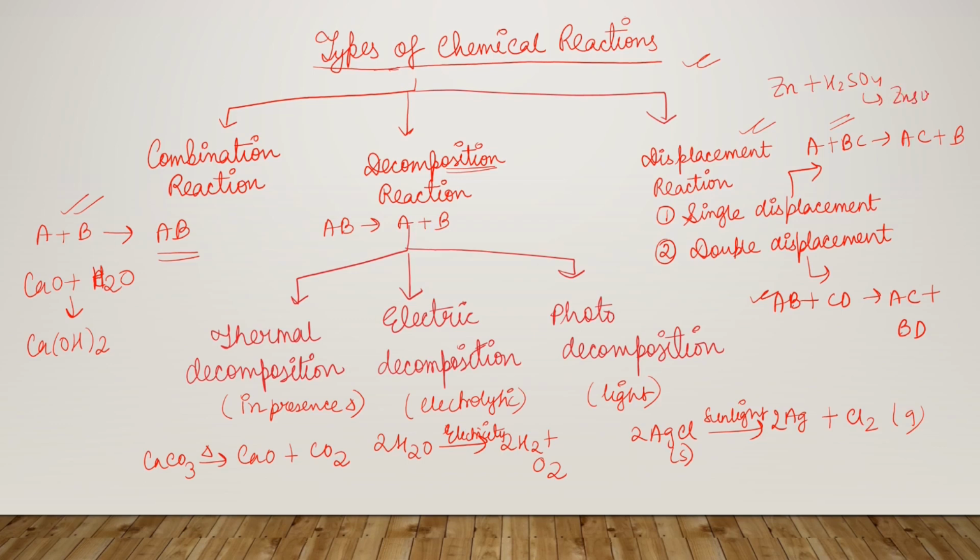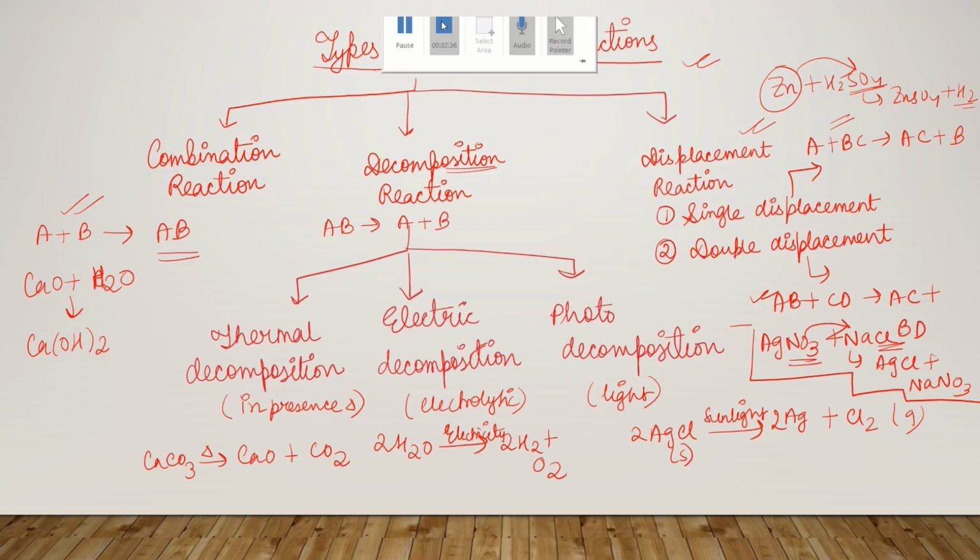Suppose if I write an example for each one of them, Zn plus H2SO4. Product is ZnSO4 plus H2. See, only one of them got displaced. Zn combined with SO4 and H2 remains as it is. In this case, if I write for example AgNO3 and NaCl, this combines to form AgCl plus NaNO3. Just the radicals got exchanged. NO3 combined with Na and Cl combined with Ag. This is your double displacement reaction.